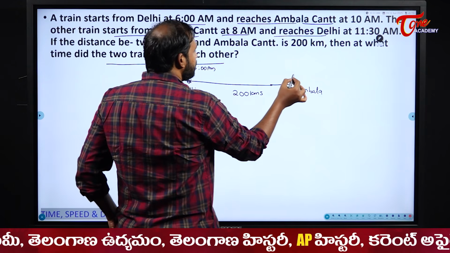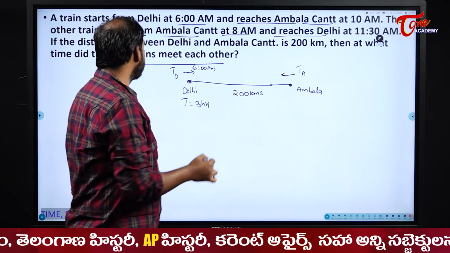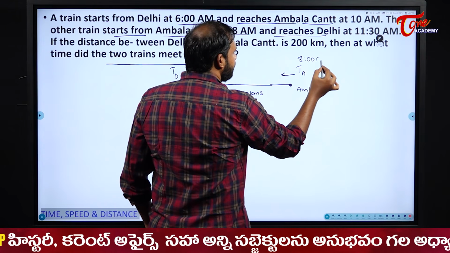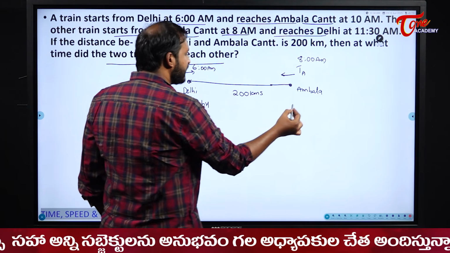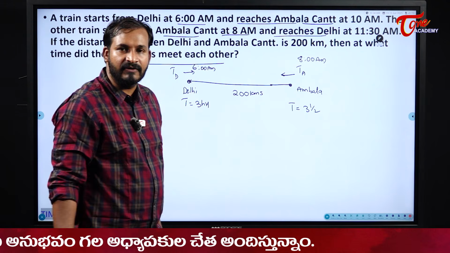Now see the other train, the train from Ambala. It is starting at 8 a.m. and reaching Delhi at 11:30 a.m. Now tell me, what is the time taken by this train? 3.5 hours, right? Yes.